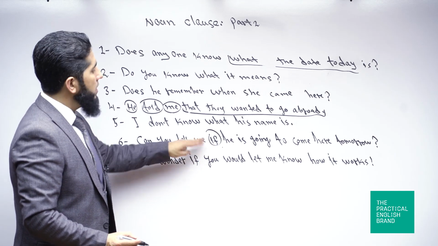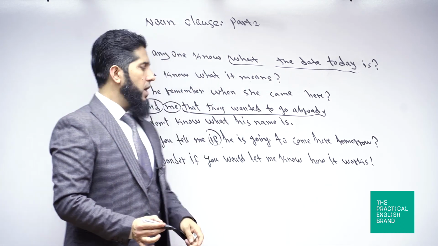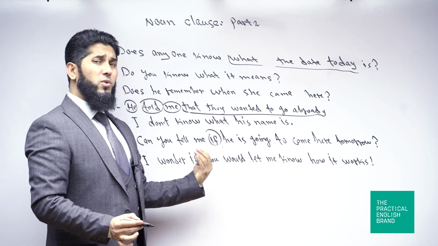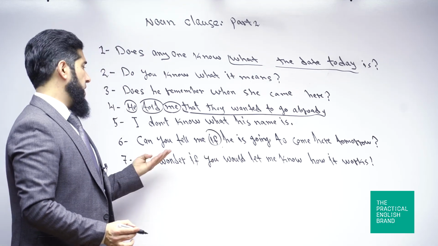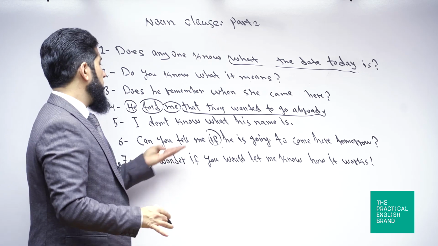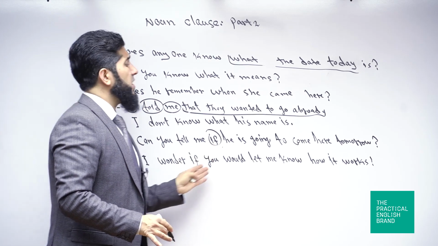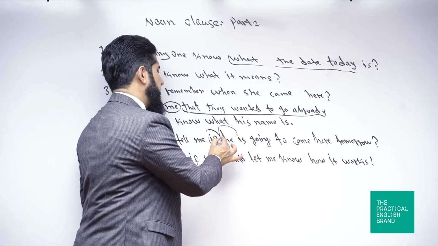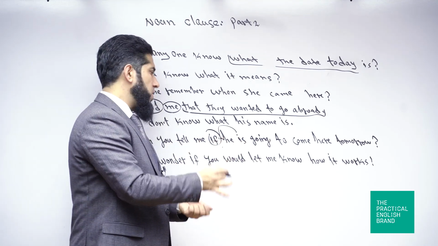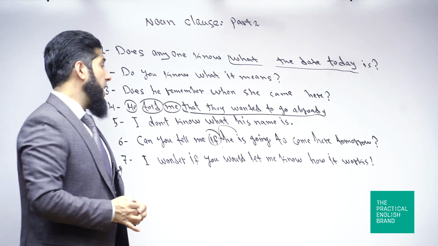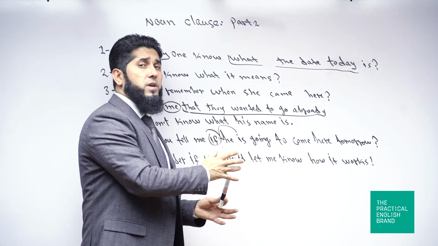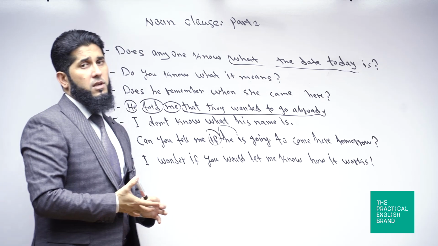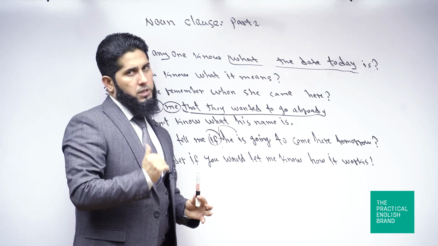Can you tell me if he's going to come here tomorrow? Now, if we change it to interrogative form, that will not be correct. For example, if we said it this way, can you tell me if is he going to come here tomorrow? That will not be correct. If we bring the to be verb before the subject and we change it to interrogative form, that won't be correct, because there is no interrogative form inside a noun clause. This is a very important rule to know about.